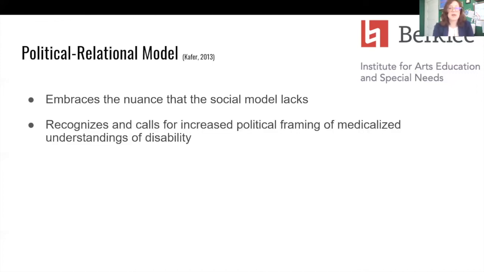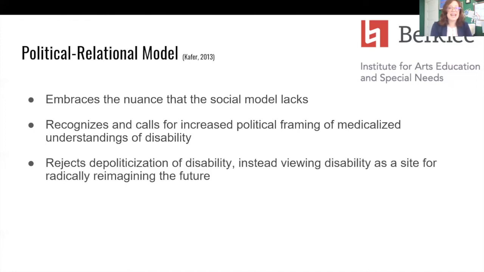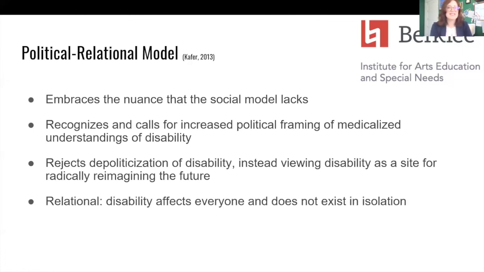This model places the medical model in a social and political context, asking critical questions about access to medical care and supports, and raising attention to the way that social issues impact health. And she talks about disability as contested terrain and as a political project for radically reimagining more accessible futures. Finally, she tells us that disability affects everyone in their interactions, relationships, or through the eventuality of disability in old age. It doesn't exist in isolation.